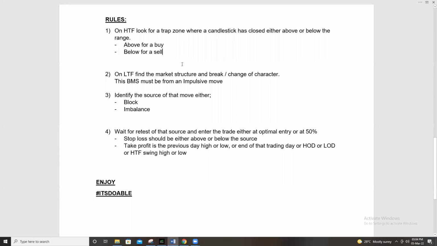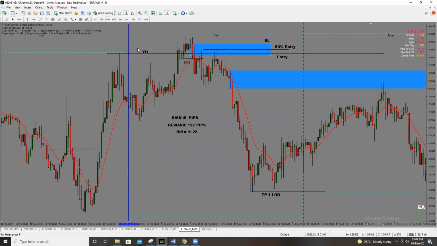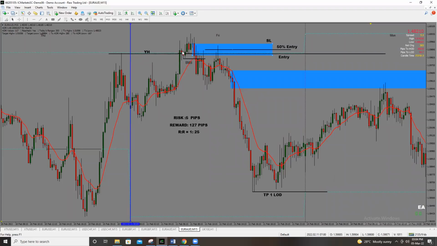Rule number 2, we go to the lower time frame and look for break of market structure, then identify where it's coming from. So here we have our yesterday's high. We have the break of market structure. Now, when you're looking for break of market structure, let's look. We have a higher high, higher low, higher high, higher low, higher high, higher low, and then change. So this change of character is what we call the break of market structure. You understand more when you watch the market structure video. So here we have the break of market structure.